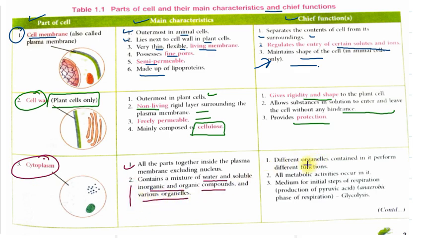Different organelles found in it perform different functions. All metabolic activities occur in it, and it provides the medium for the initial steps of respiration, that is production of pyruvic acid, and the anaerobic phase of respiration, which is called glycolysis. You will study further about these things, right?